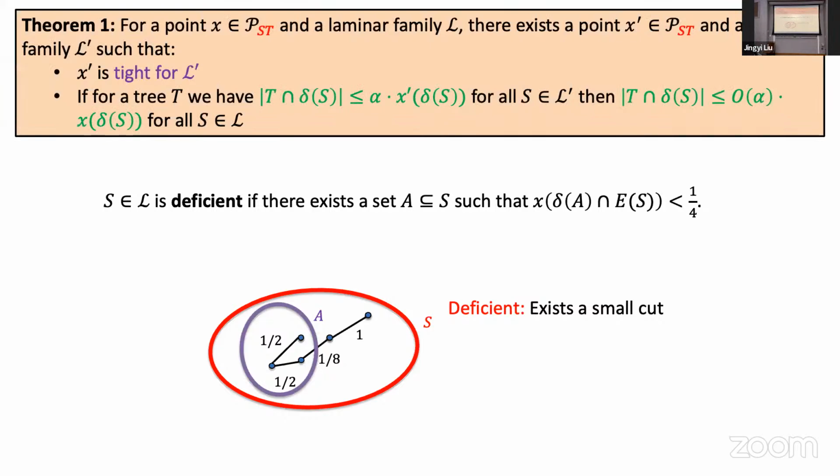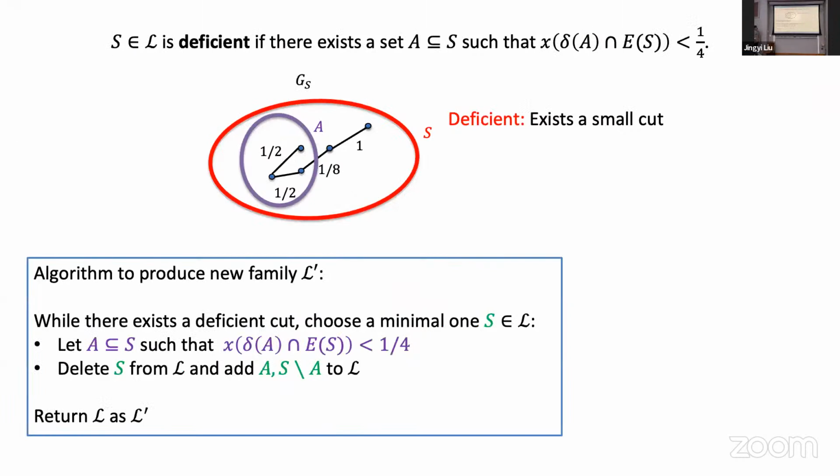And now we're going to use this to prove this theorem. So first, I'm going to show you how, given your initial point X in your laminar family L, to produce this X prime and L prime. The idea is while there exists some deficient cut, choose a minimal one in the laminar family. So say this S is a minimal cut in the laminar family that's deficient. Then let A be some set that witnesses that S is deficient. Now I'm going to delete S from the laminar family and add A and S minus A to the family.